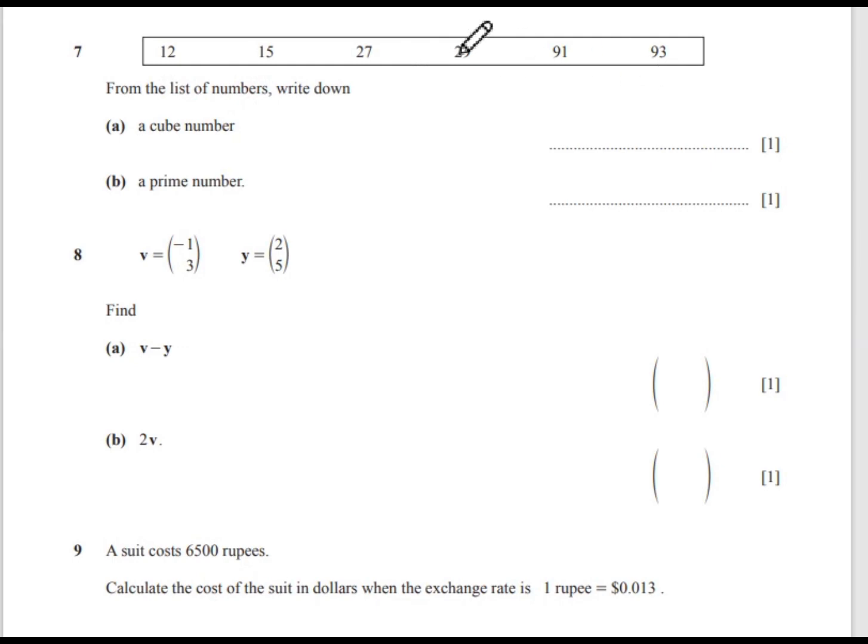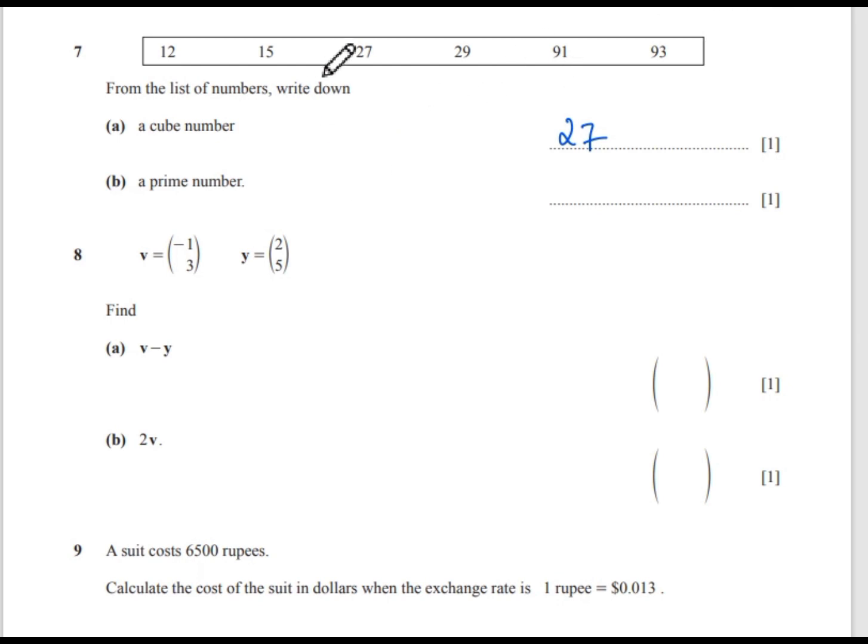Question number 7. From this list of numbers, A, write down a cube number. The only cube number here is 27, because 27 is the only number which, when you take the cube root, gives you a whole number. The cube root of 27 is 3. So that makes 27 a cube number.